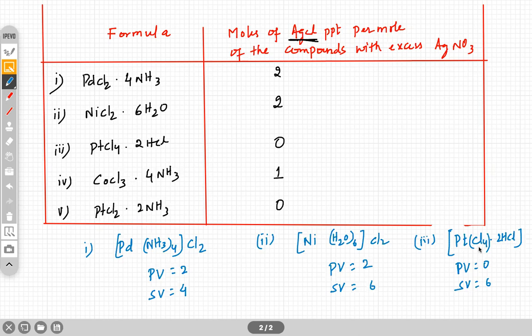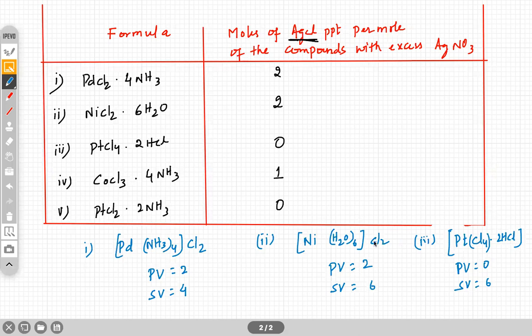If you write H2PtCl6, that won't satisfy the value which is given over here. It says 0 AgCl. Actually, for primary valency we also consider the number of ionizable chlorine atoms, because only because of that we'll have the charge on the complex.